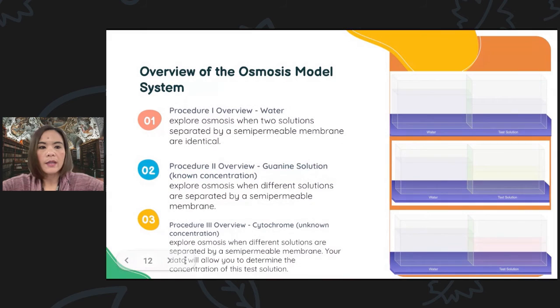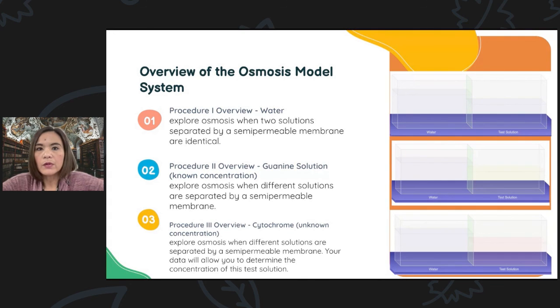Now, for our lab today, you will be observing and exploring the osmosis model system. Now, there are three procedures that you're going to follow. The first one is procedure one, which has to do with exploring osmosis when two solutions separated by a semi-permeable membrane are identical. The second one is exploring osmosis when different solutions are separated by a semi-permeable membrane. As you can see on the right-hand side, there's a quite faint color. The first one is both water. The second one is water, and the other one is a test solution, which is guanine.